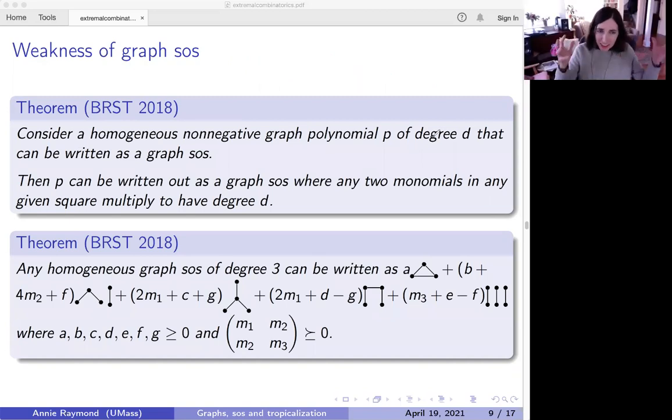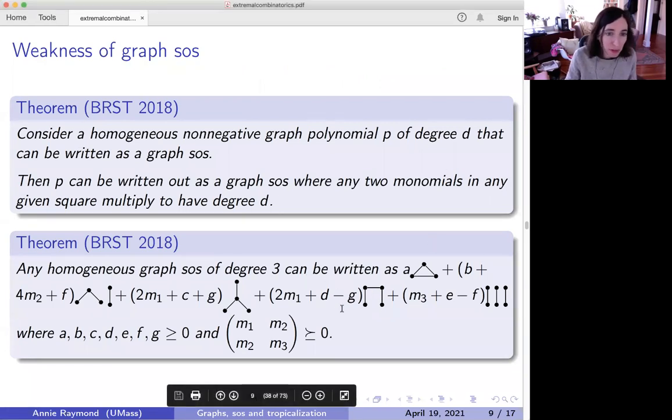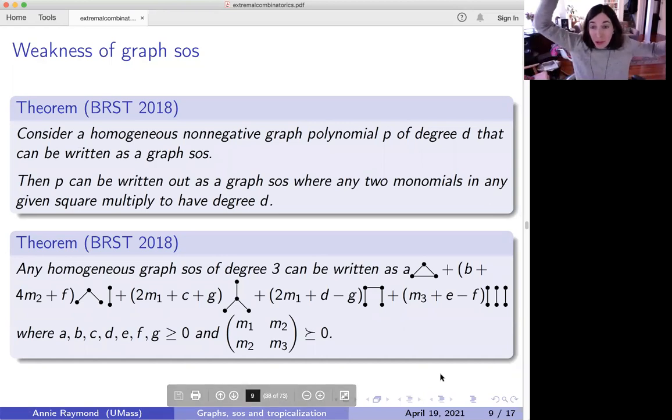So yeah, this is saying really that there's a very restricted type of sums of squares that we can look at. And once we do that, then it comes out pretty easily, for example, for graphs of degree 3. There's not many graphs with 3 edges. These are the guys that have 3 edges. And now we can think about, okay, I cannot get more than 3 edges.